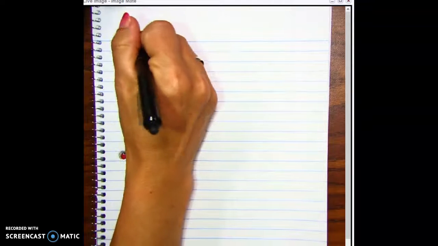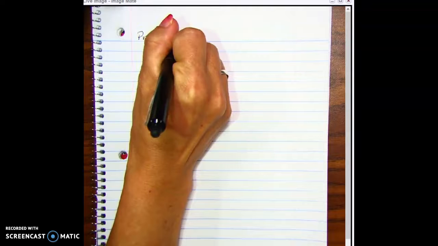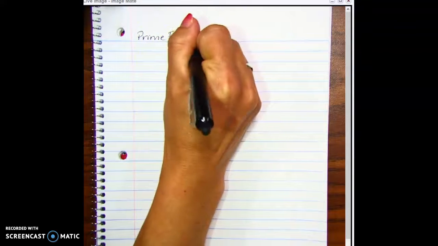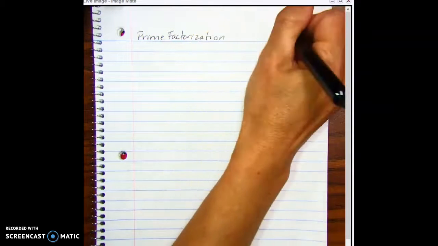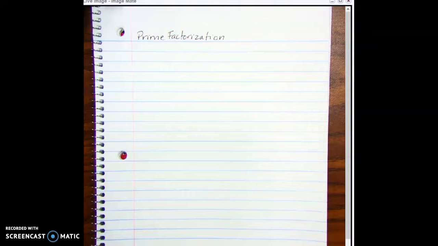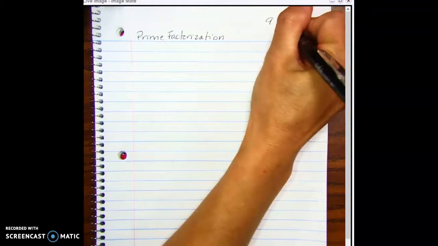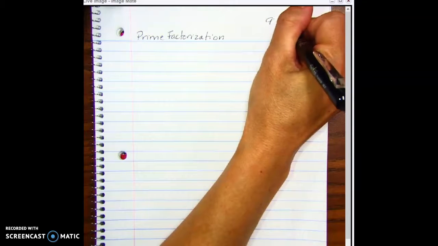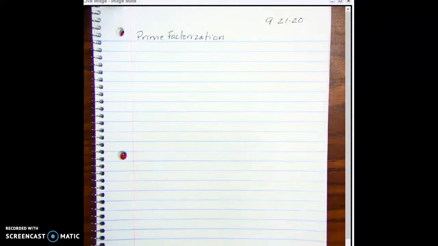Today's lesson is on prime factorization. Now, when I see the word factor, I know that has to do with multiplication, because a factor is one of the numbers that's multiplied to get a product. Just keep that in mind.